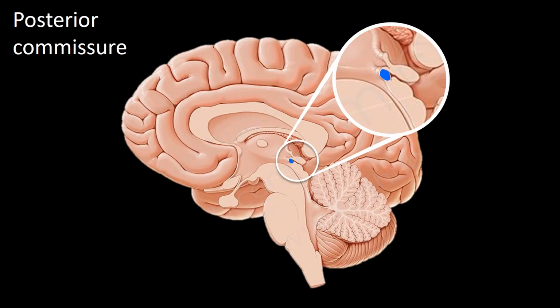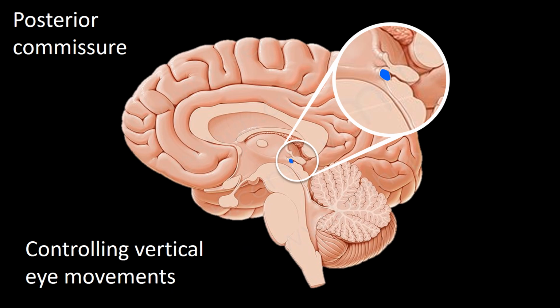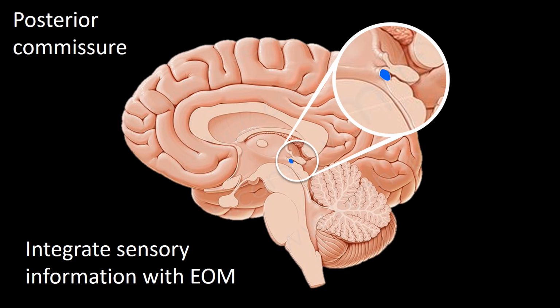The posterior commissure, here highlighted in blue, is constituted by a bundle of white matter connecting the superior colliculi. The posterior commissure contributes to the symmetry of pupillary reactions, is involved in controlling vertical eye movements, and in the integration of all sensory modalities to extraocular movements.